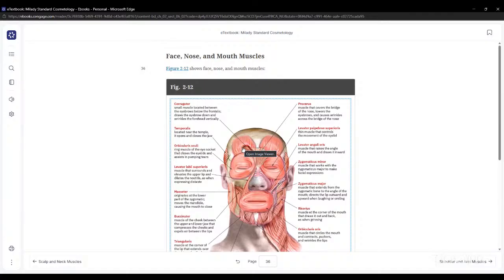Okay, so this here is the corrugator. This is where we press. It reduces vertical wrinkles on the forehead.